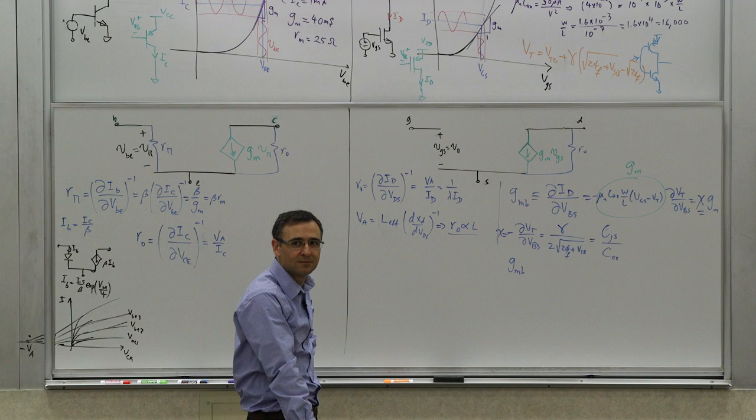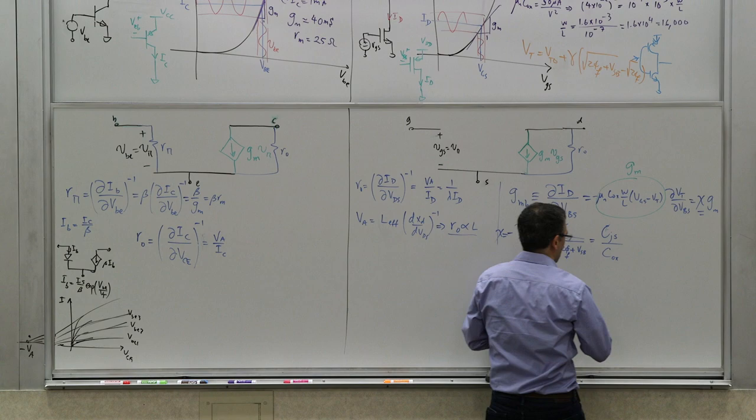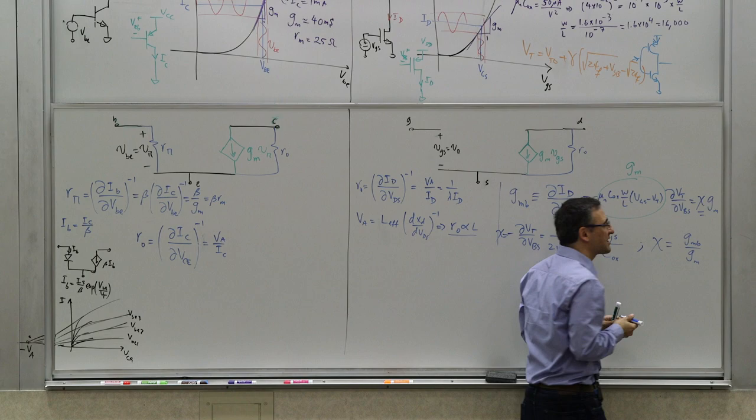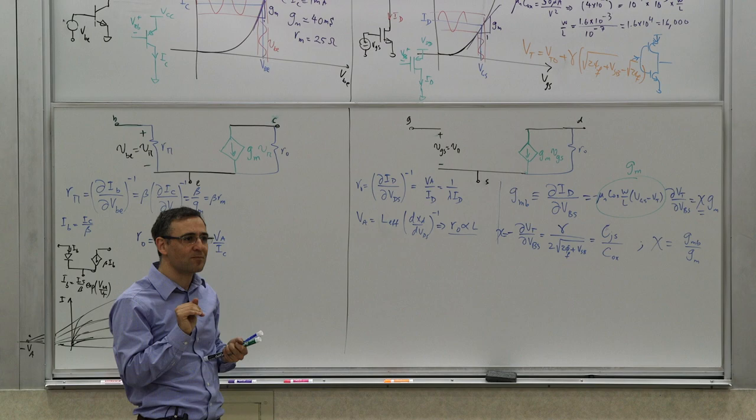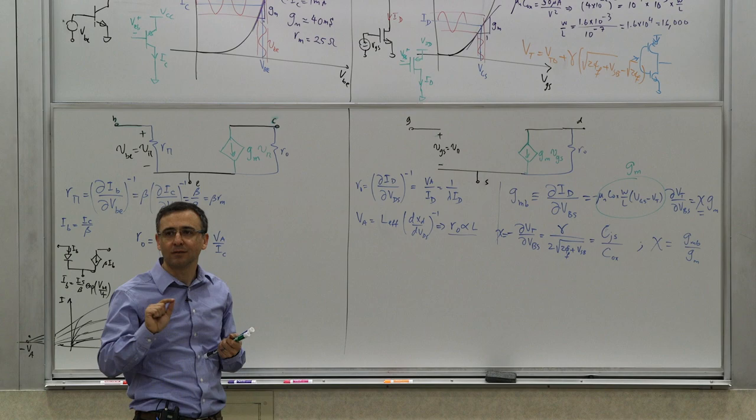Now, if you think about this expression, this last form is an insightful expression. What is the insight? Remember, chi is simply the ratio of GMB to GM. It's the ratio of the strength of that back transistor, that JFET, or back gate transistor, to the front transistor, the main transistor, right? And it says that ratio is exactly the same as the ratio of the two capacitances.